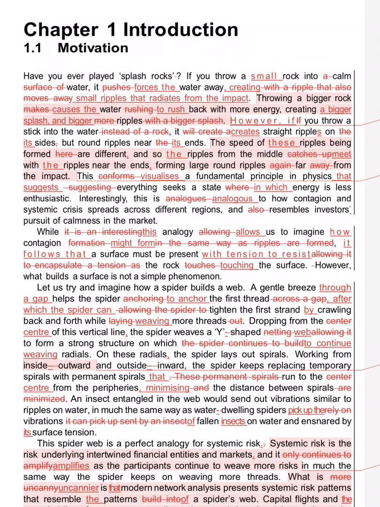Throwing a bigger rock makes water rushing back with more energy, creating more ripples. Wrong sentence. Throwing a bigger rock causes the water. It doesn't make the water do anything. It causes the water to rush back. Rushing back is redundant. To rush back, creating a bigger splash and bigger ripples. Creating more ripples with bigger splash. Now, it doesn't create many ripples.